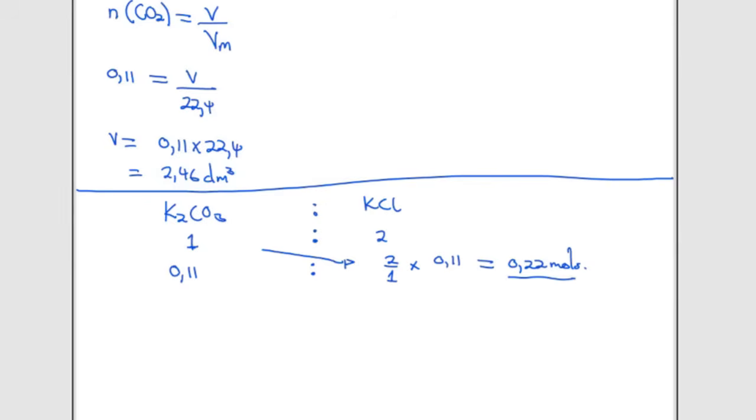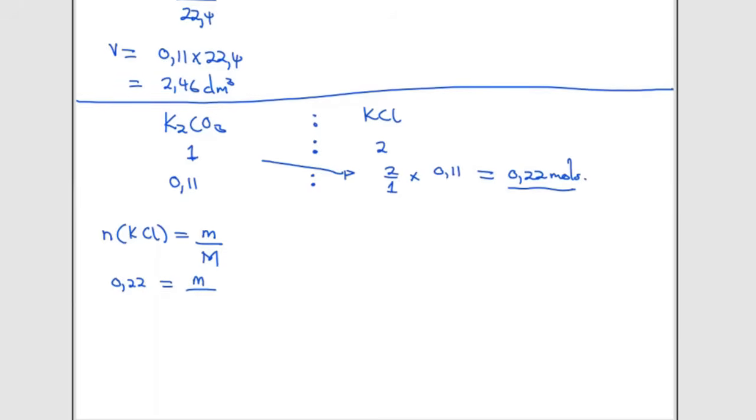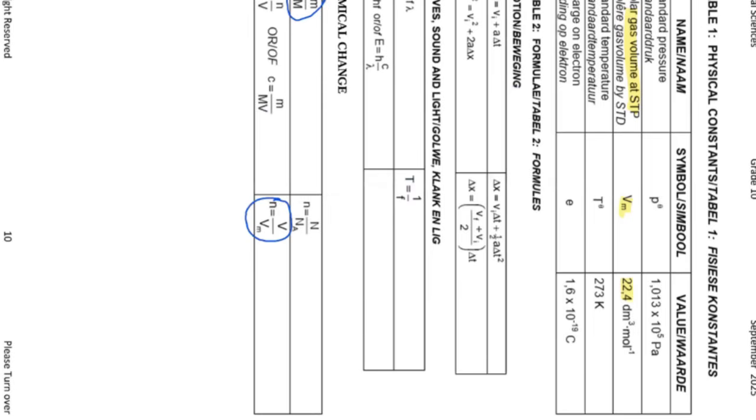Then after that, I can say the number of moles of KCl, for us to calculate our mass, is equivalent to m all over M, right? So the number of moles I already have there, which is 0.22. Therefore I'm going to say 0.22 is equivalent to the mass that we're looking for, all over M, the molar mass of KCl. We're going to refer to the periodic table real quick.